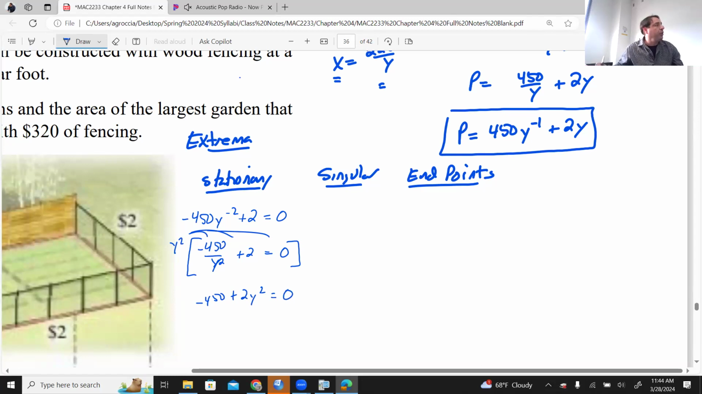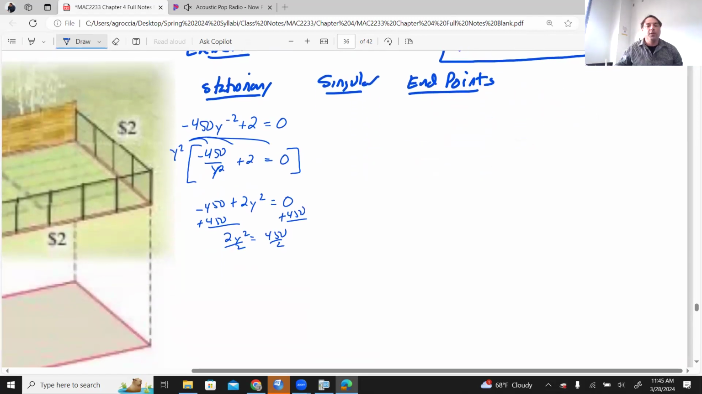You could have also done a proportion, move it over, cross multiply. You'll get essentially the same thing. So I'm going to add 450, add 450. 2y squared equals 450. Divide by 2, divide by 2. Y squared equals 225. Square root, you're going to get two answers, positive and negative 15.